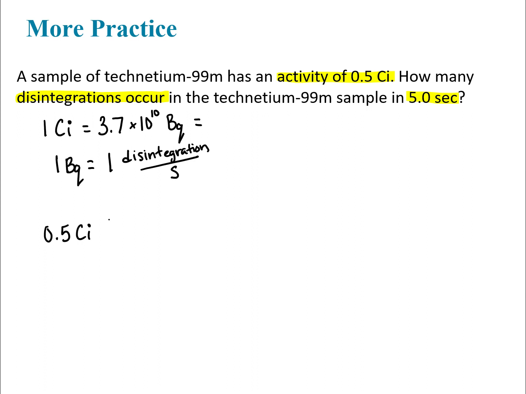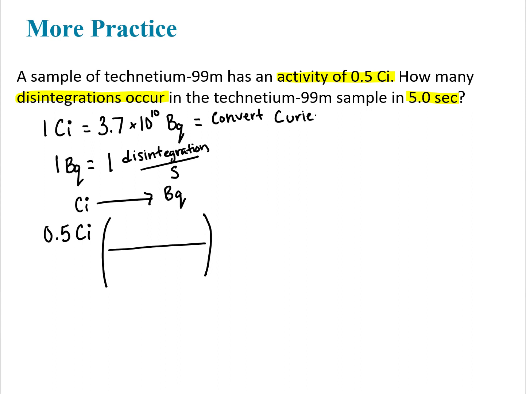We take our activity, and we first want to write a conversion factor to go from curies to becquerel. We want to get rid of curies, so that should go on the bottom. Becquerels go on the top.